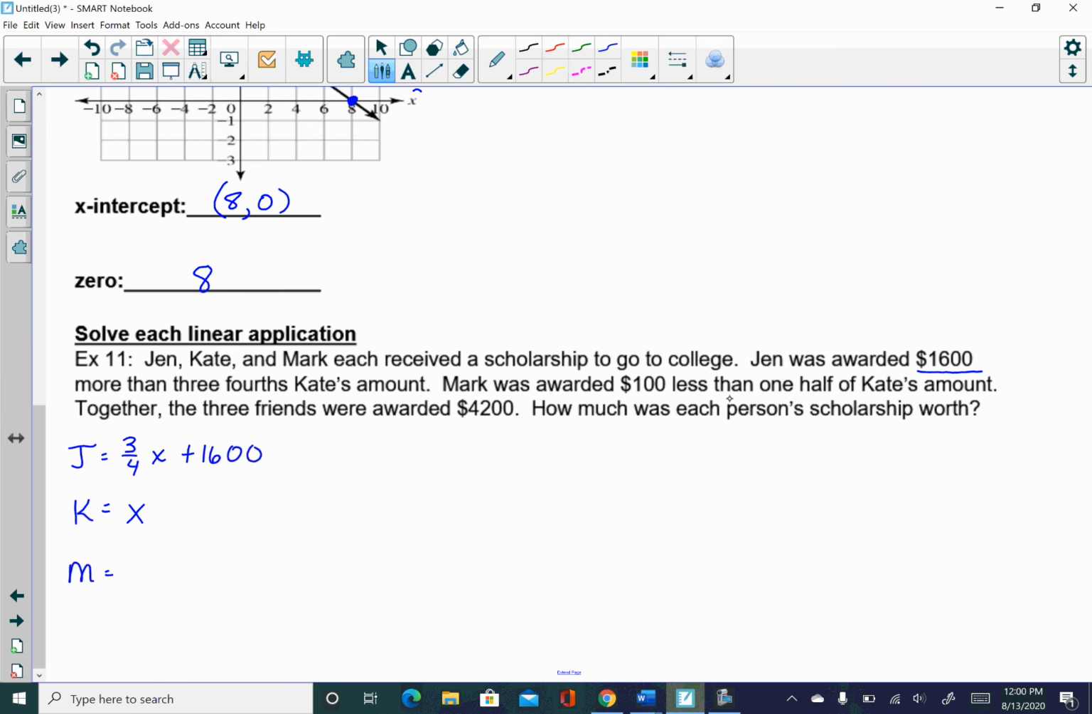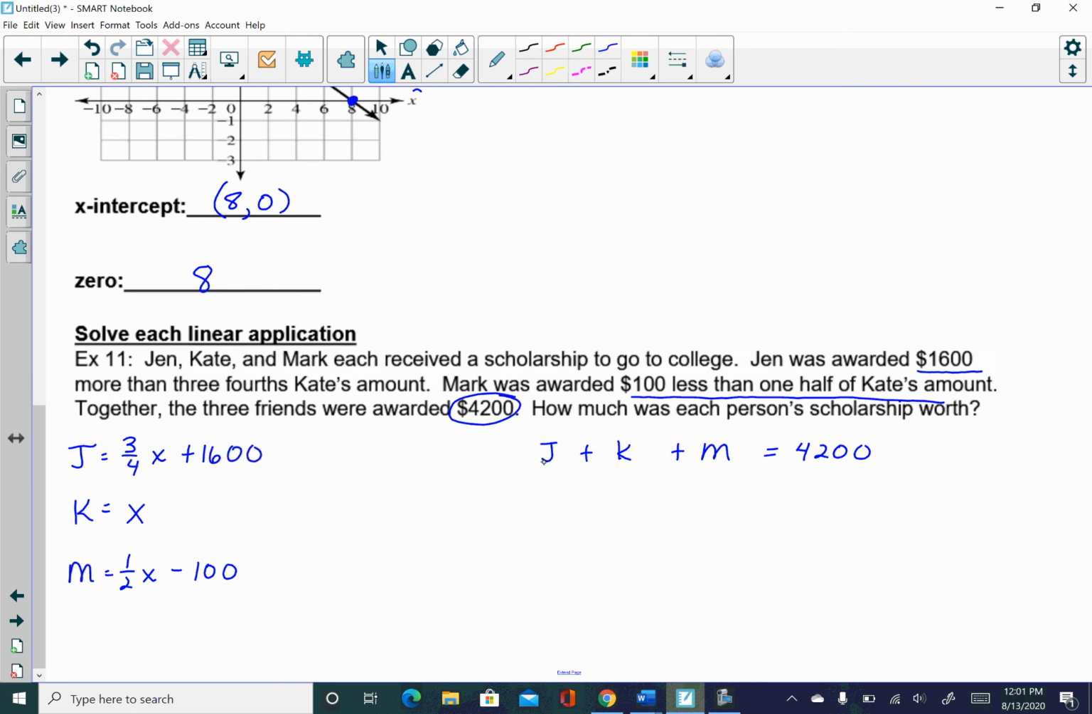Mark was awarded $100 less than half of Kate's amount. So $100 less than, so since it's saying it's less than, the subtracting of 100 has to come at the end. Half of Kate's amount, so 1/2 X this time. $100 less than half of Kate's amount, because remember, Kate's amount is X. You could not write this one any other way. You could not write that as 100 minus 1/2 X, because the way it's worded here is $100 less than half of Kate's amount. So half of Kate's amount is 1/2 X, $100 less than that. So it has to come that way, in that order. And we do know that Jen plus Kate plus Mark, so Jen's scholarship plus Kate's scholarship plus Mark's adds up to 4,200.